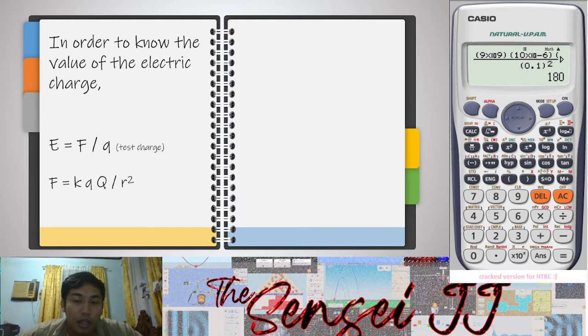Ito nga pala, gusto din niya bigyan ng emphasis to. So we have here the formula of our force, electrical force, F is equal to kQ1Q2 all over r squared. So in this case naman dito, we have here the test charge and our point charge.